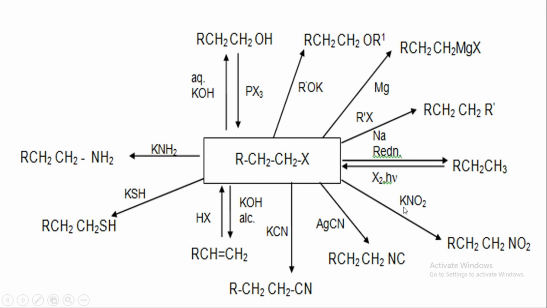As we have seen, if we add KNO2, we will get RCH2CH2ONO, and if we add AgNO2, we will get RCH2CH2NO2. AgCN, as I mentioned, gives isonitrile. KCN gives nitrile. If we add alcoholic KOH, we will get alkene, and if we add KSH, we will get thiols, and by adding KNH2, we will get amines.